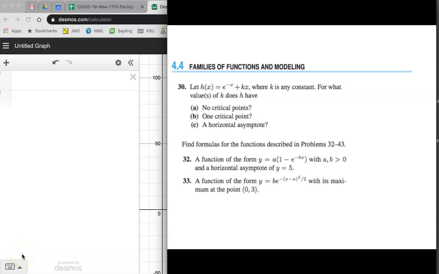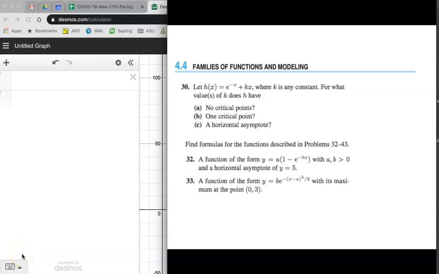In this video, we look at two or three more examples of functions involving parameters where we're trying to achieve a certain goal. In problem number 32, we're asked to find a function of this particular form, where a and b are some parameters. We don't know what they are, but they are positive numbers. They're bigger than 0.